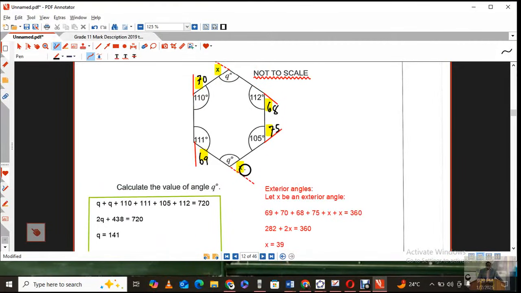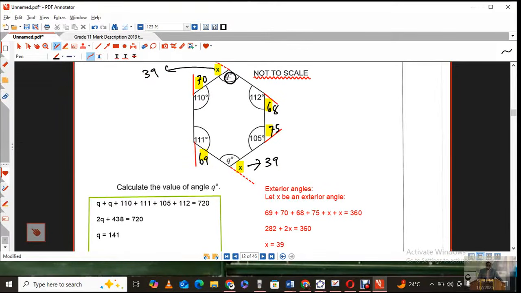So when I do that, I'm going to find what my exterior angle eventually will be. This little angle x will be 39 degrees. So this little angle here will be 39, and so would this one, by the way, also be 39. But I'm not interested in that angle x. I'm interested in what that interior angle is.